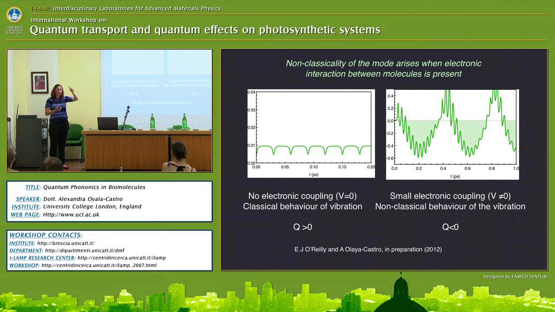You have an electronic excited state that is exchanging with this harmonic oscillator. All you are doing is displacing your harmonic oscillator, but it's still a classical harmonic oscillator. What this figure is saying is as soon as you turn on the electronic interaction, that is, you have an excitonic component of your system, then that brings out the non-classical behavior of the vibration. This is the Mandel parameter. Again, this is purely the classical dynamics.